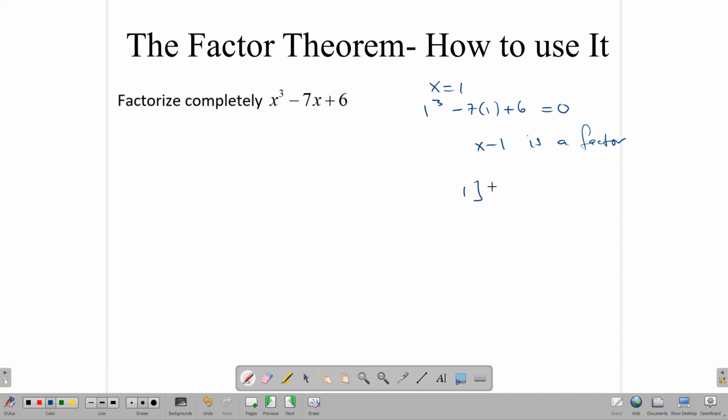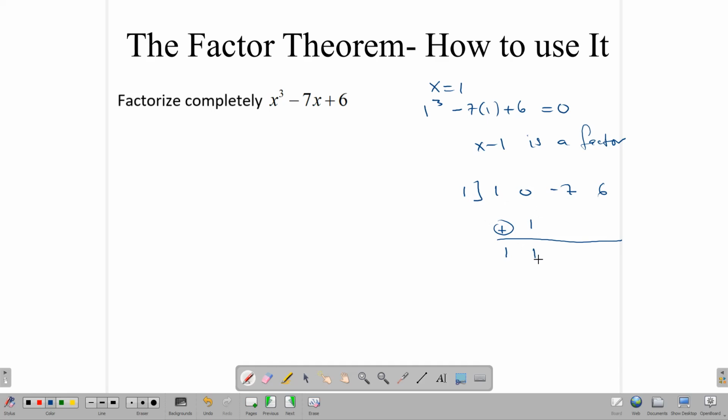Now the coefficient here is 1. Notice that we don't have the square term, so we have to put in a 0 for that. And then negative 7 and 6. Now let's go ahead and draw our line there. Let's write the 1 and our plus. So 1 times 1 here gives us 1. 1 plus 0 is 1.